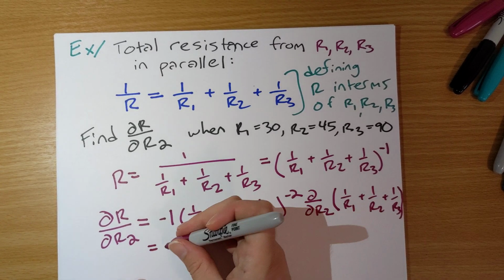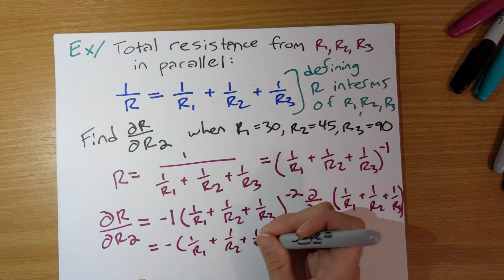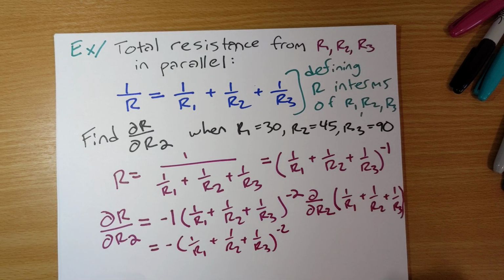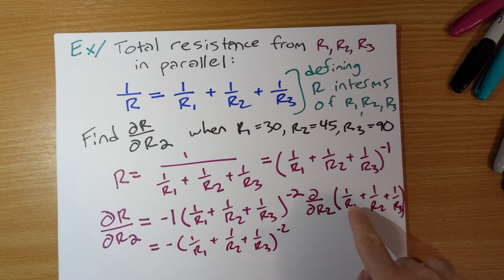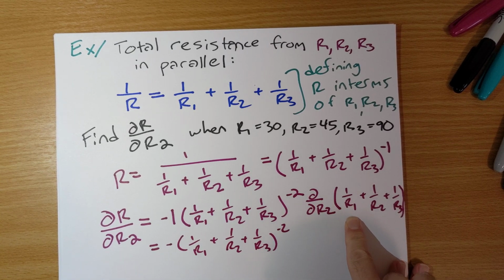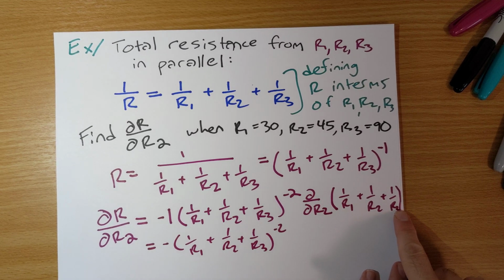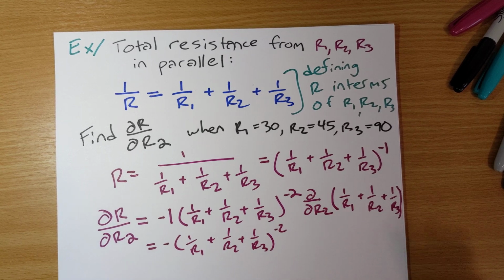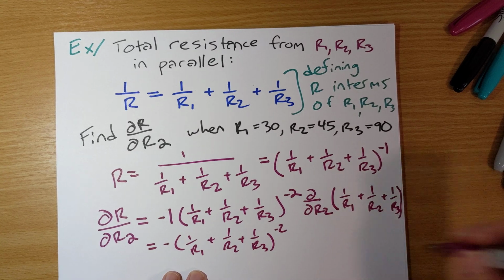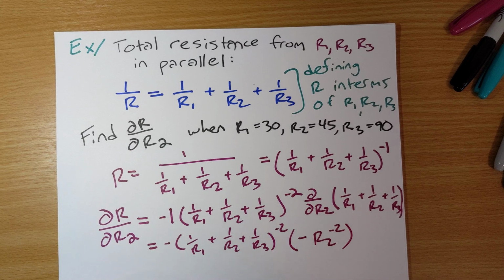And so this is going to be negative 1 over R1 plus 1 over R2 plus 1 over R3 to the negative second power. So the R2 partial derivative here of 1 over R1 is 0, because this doesn't depend on R2. 1 over R3 also doesn't depend on R2, so these give us 0. And then we're just left with the partial derivative of 1 over R2 with respect to R2, which will be negative R2 to the minus second power.